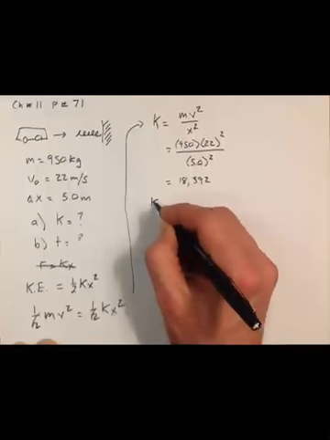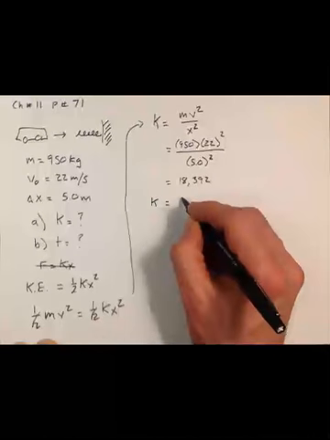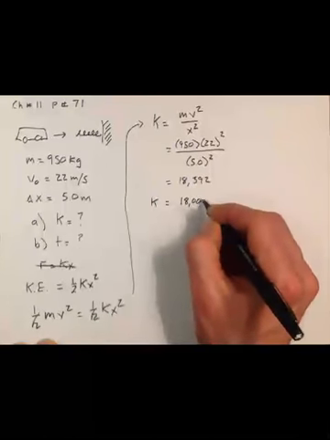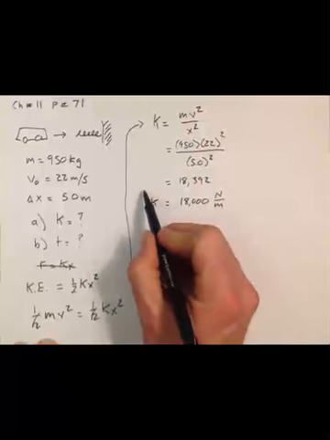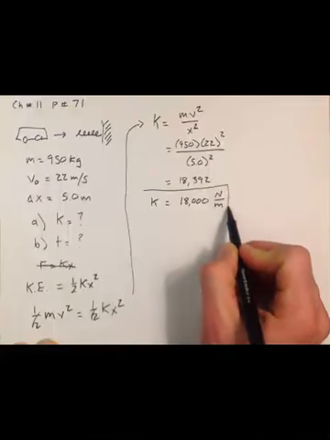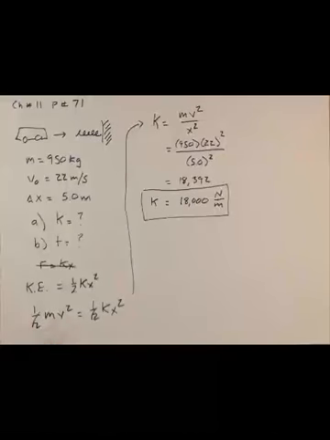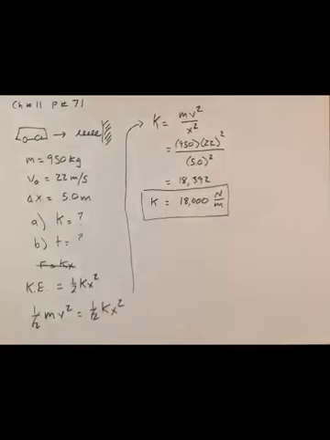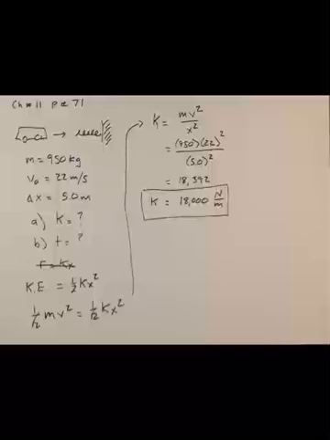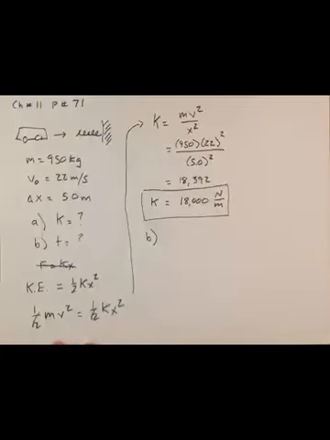18,392. Of course you're thinking, but Mr. Gersten, we only have two significant figures in this problem, and you would be absolutely correct. So k, the spring stiffness constant, must be rounded to 18,000 newtons per meter. Well, that is part A. Let's move on to part B.